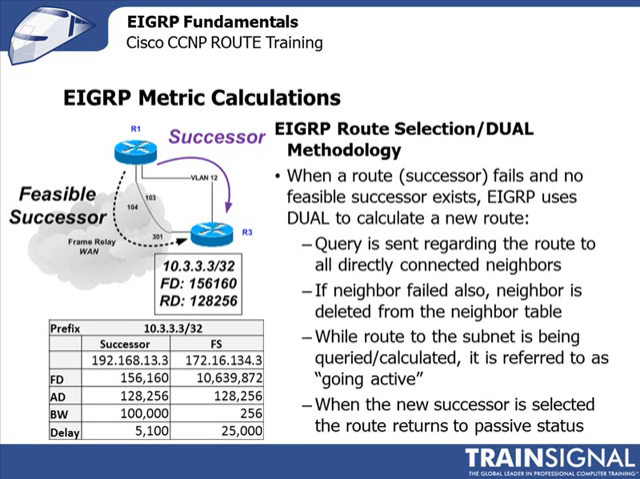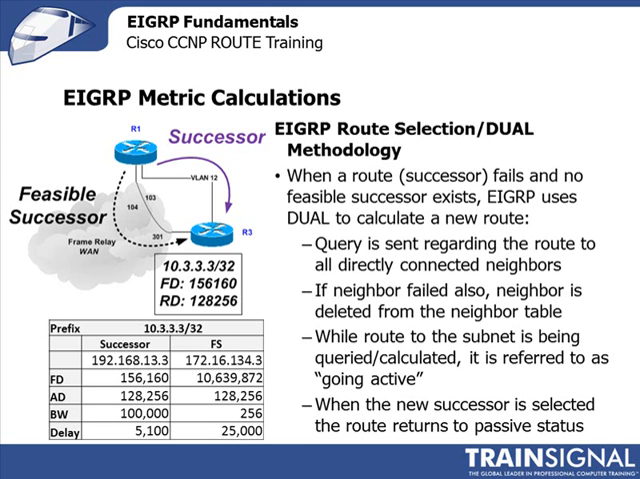What if there's a situation where the valid route, the successor route, fails and there isn't another one available? There isn't this feasible successor, this backup route, this loop-free route. What happens next? How does EIGRP decide what's next? Well, it uses DUAL, the diffusing update algorithm, which is essentially distributed to the point of the local router, and it uses that to calculate a new route. It sends a query. Remember we talked about the packet types in EIGRP.